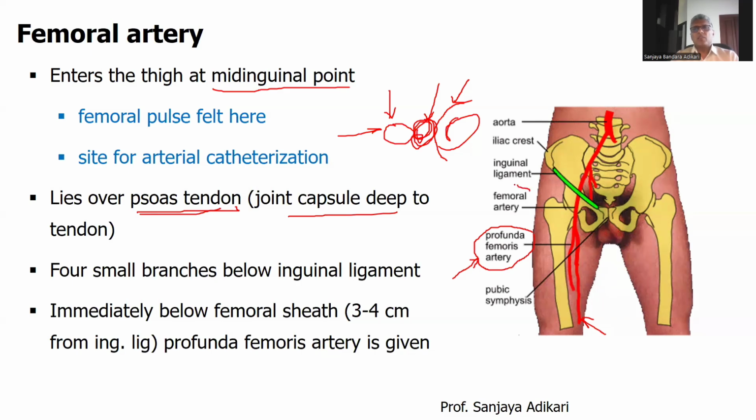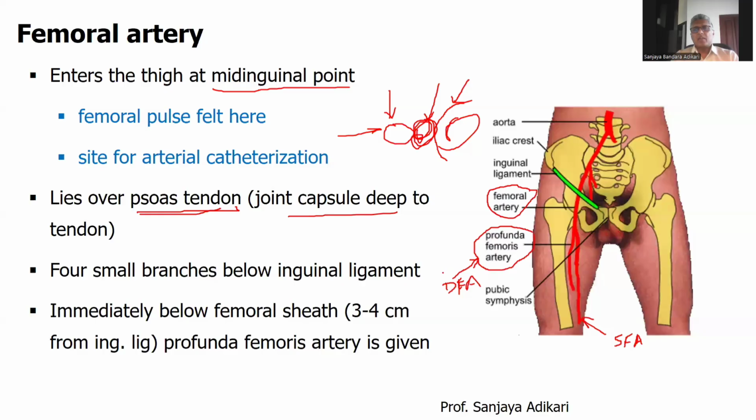Up to here it's femoral artery. Once it gives off this profunda femoris artery, they name the continuation of the femoral artery the superficial femoral artery. Then this deep artery of the thigh, or profunda femoris, they call the deep femoral artery. So remember this nomenclature, otherwise you will get confused.